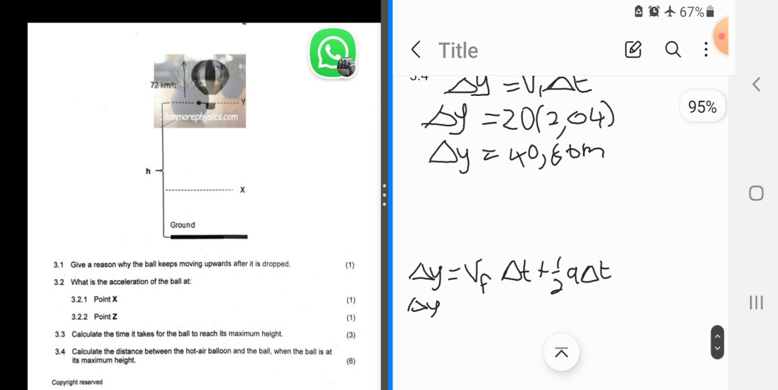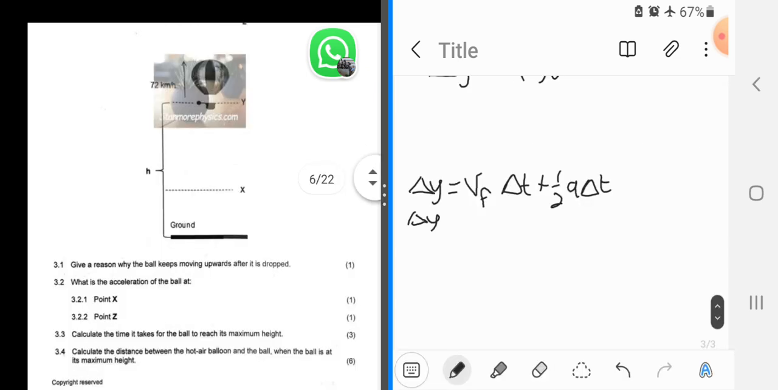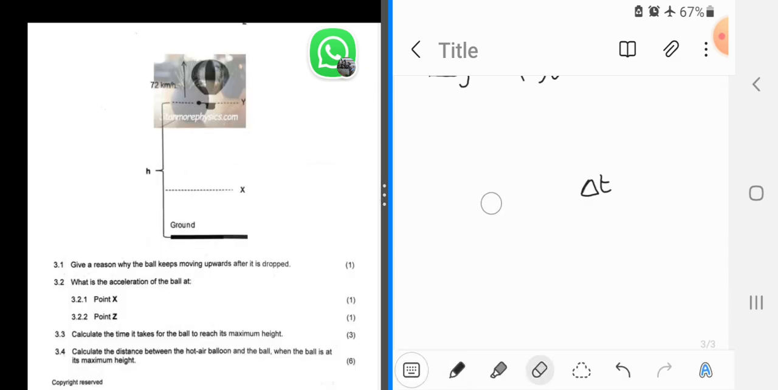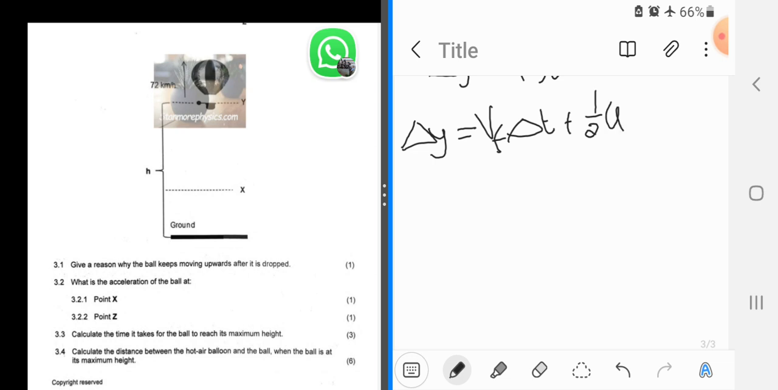I'm trying to make this a bit bigger. So let's do this. Change in y equals the final velocity times change in time plus 1.5 acceleration due to gravity and change in time squared. Now this is the formula.